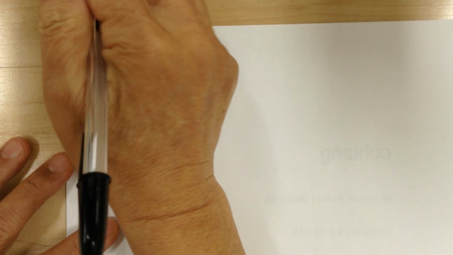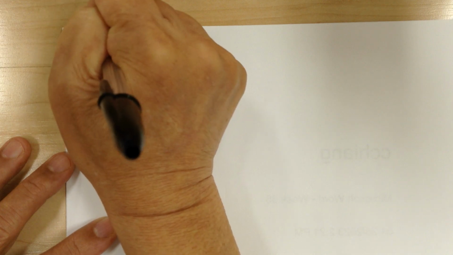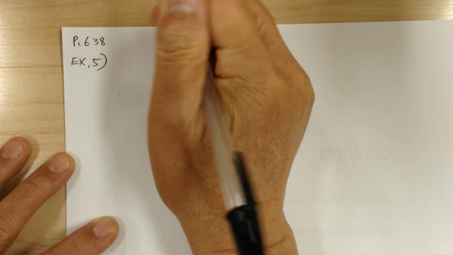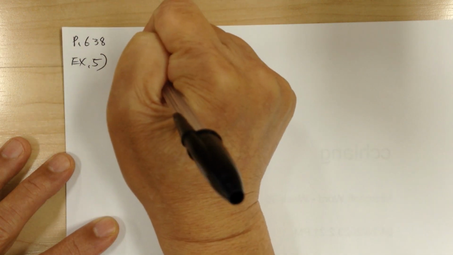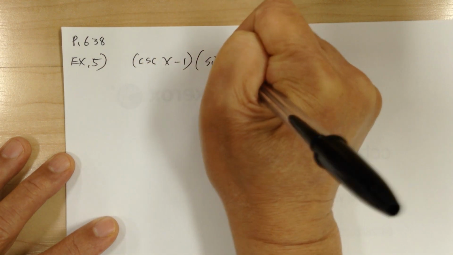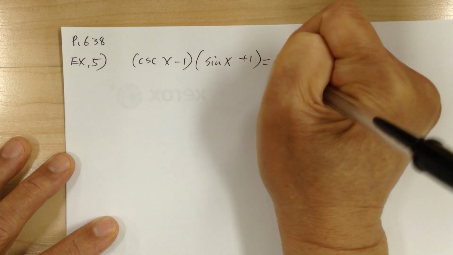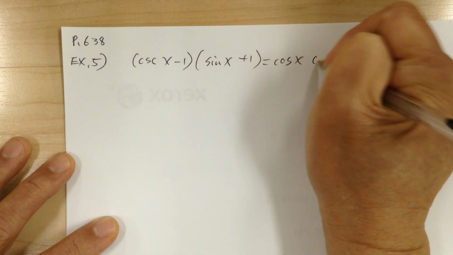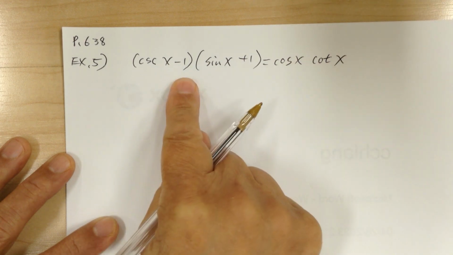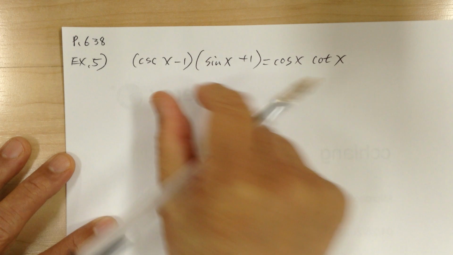Okay, let's go to the next one. Now, if you're not sure what to do, the best thing is to just go and try. Again, if it doesn't work, you can look at the identity paper and try something else. Okay, you want to prove that (cosecant x minus 1) times (sine x plus 1) equals cosine x cotangent x. So it looks like this side is more messy, so let's leave this alone. Let's simplify this part over here.